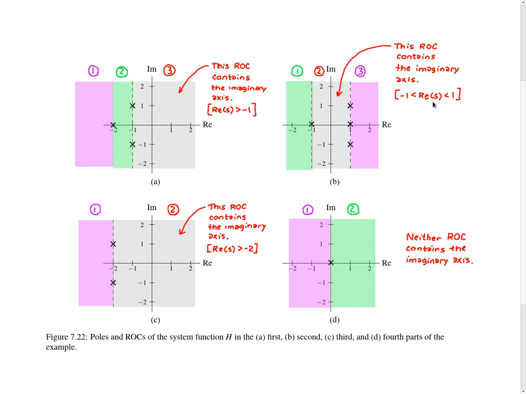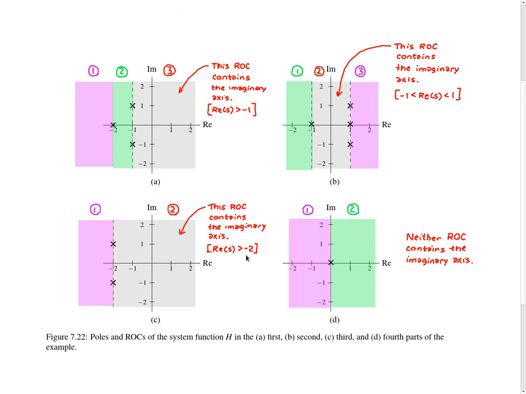Next, let's consider part C of the example, which is associated with figure C. In this case, big H has two possible regions of convergence: the purplish shaded left half plane and the gray shaded right half plane. Since the gray shaded right half plane is the one that contains the imaginary axis, this is the region of convergence that corresponds to a system that is BIBO stable. In other words, the region of convergence is given by this formula here. Real part of s is greater than -2.